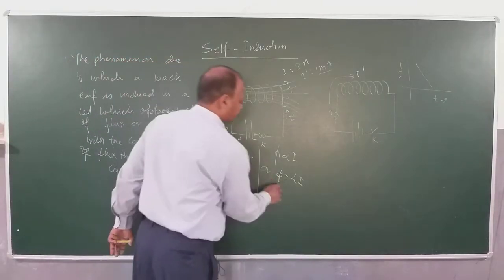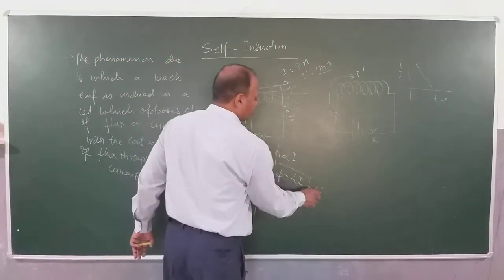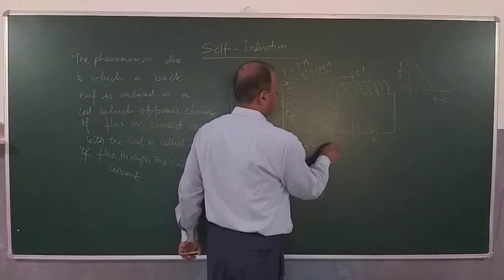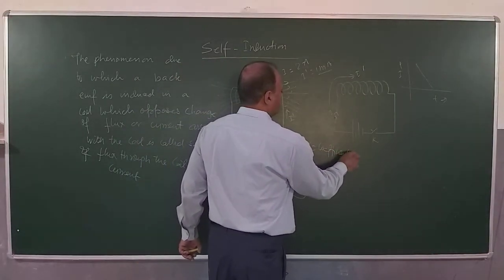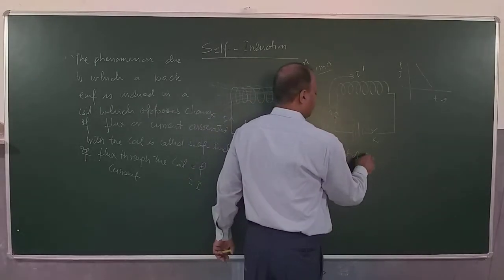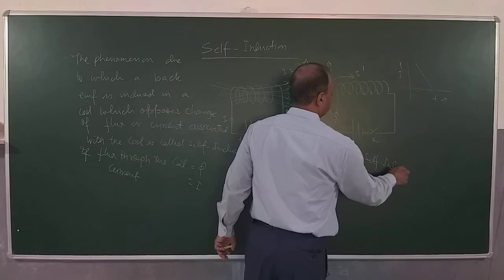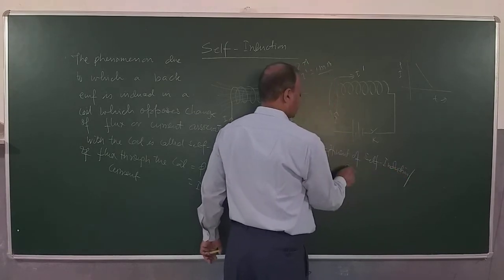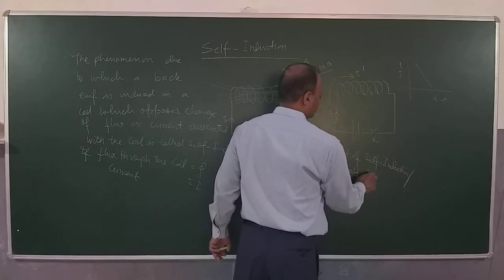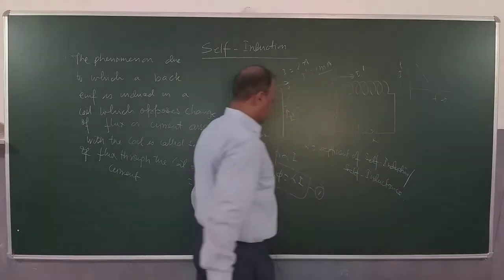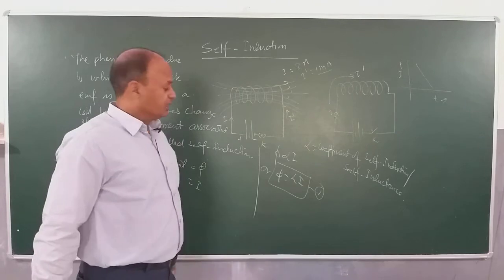Here this term I will call equation 1. L is called coefficient of self induction. We also call it self inductance. So phi is equal to L into I.